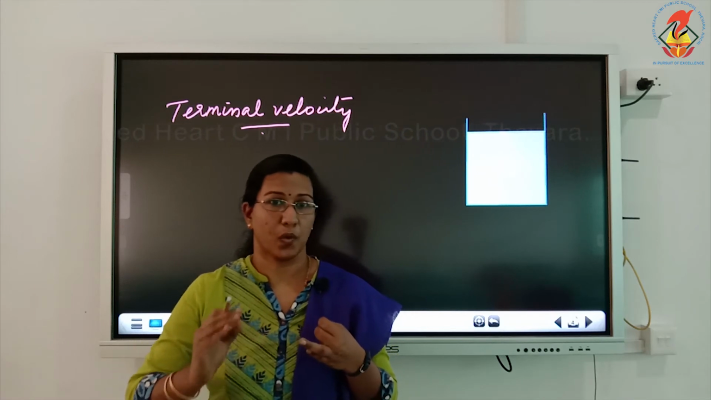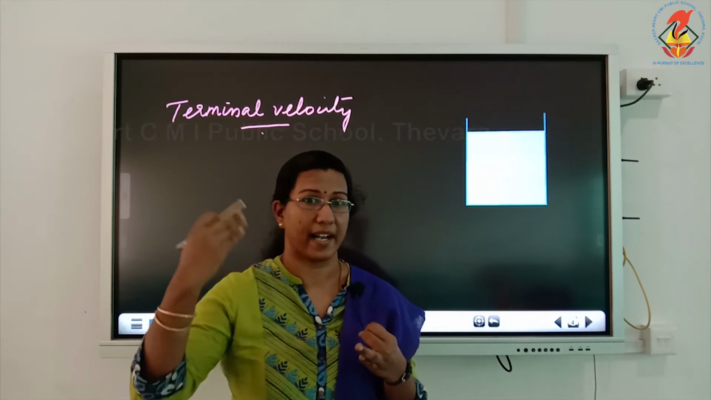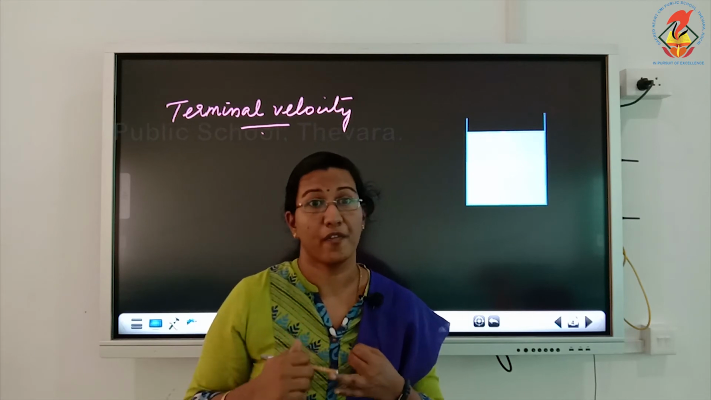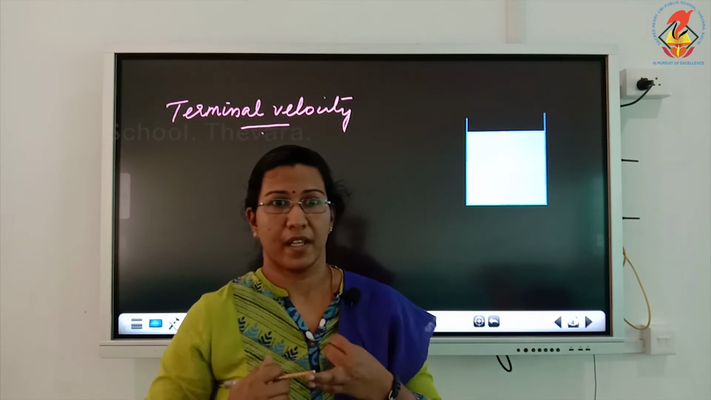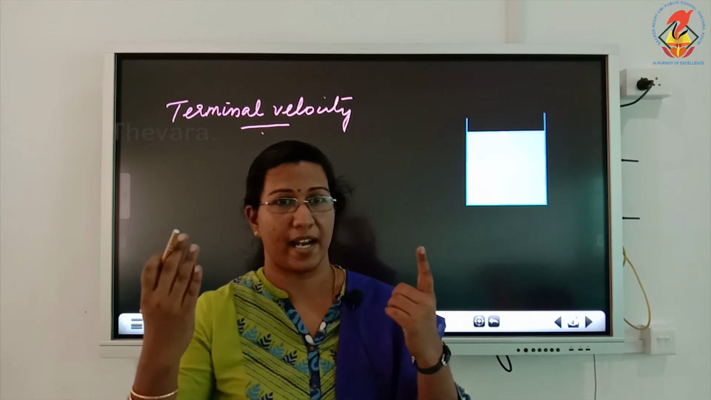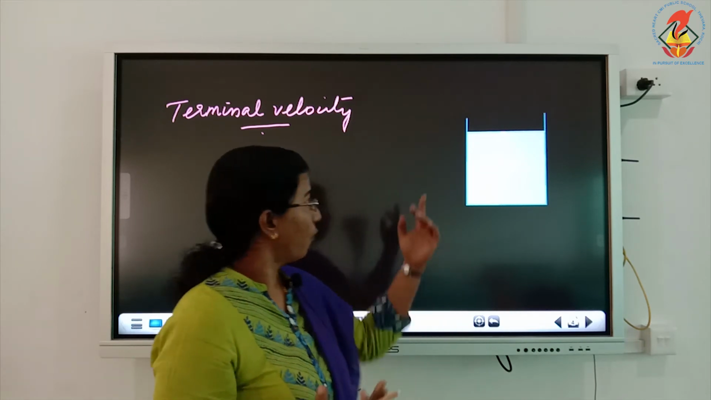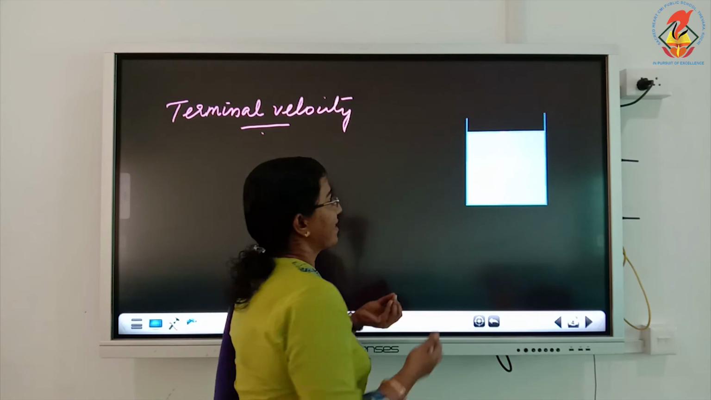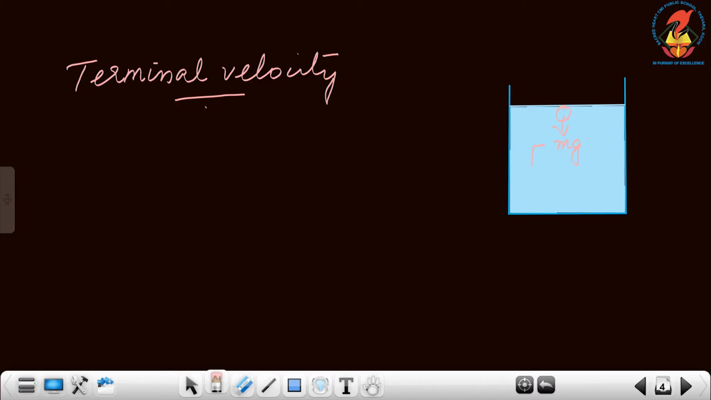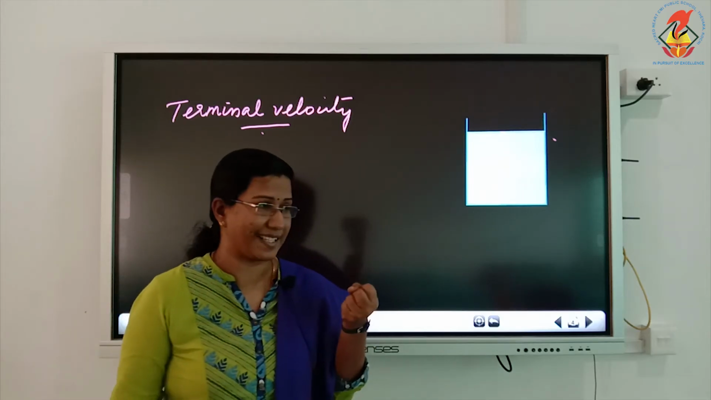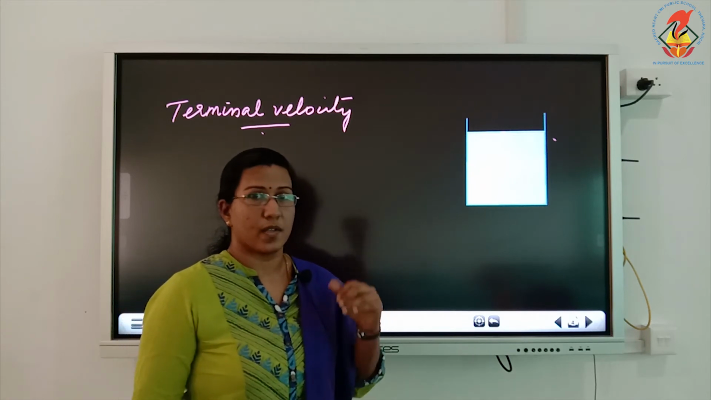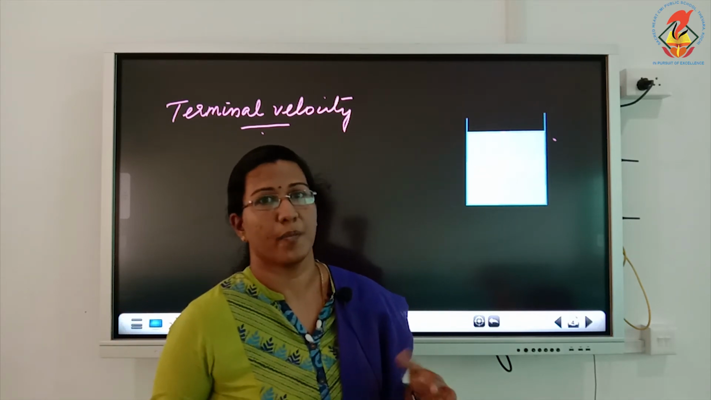The second thing which acts in the opposite direction is the buoyant force, also known as the upthrust. This upthrust will also be acting in the upward direction. So the weight of the spherical body is acting downwards, whereas the viscous force and also the buoyant force, the upthrust, will be acting in the upward direction. So as the body is coming down, it is accelerating, but it also encounters an opposing force from the fluid.